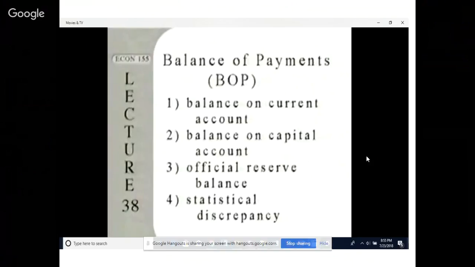We have official reserve balance. We have this one, a statistical discrepancy, which is just like an error term. Okay, the big, I mean, number one and number two are the most important part of this balance of payment: the balance of current account and the balance of capital account. These two, I mean 3 and 4, are a small part of this BOP. So we're going to focus today on the balance of current account and the balance of capital account, okay.